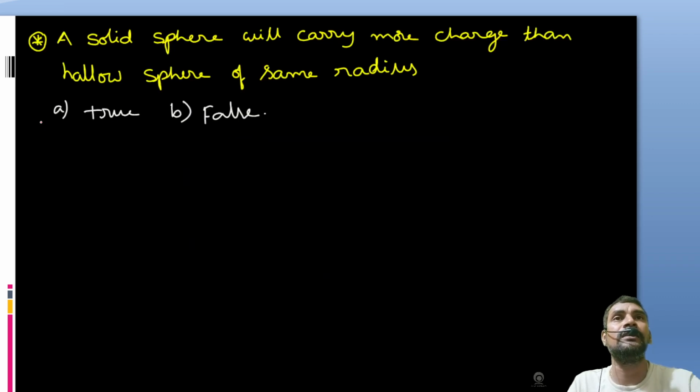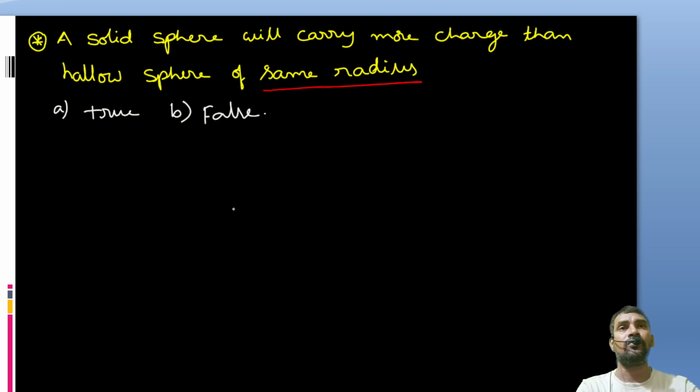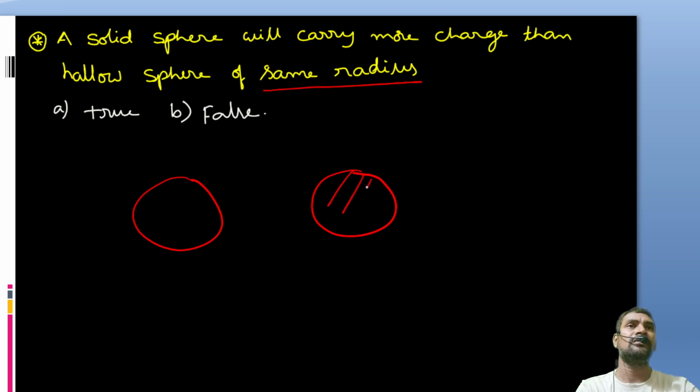Let us go further. A solid sphere will carry more charge than a hollow sphere of the same radius. You must underline the same radius. See, we have two spheres. One is hollow, another one is filled. So it is a solid sphere.